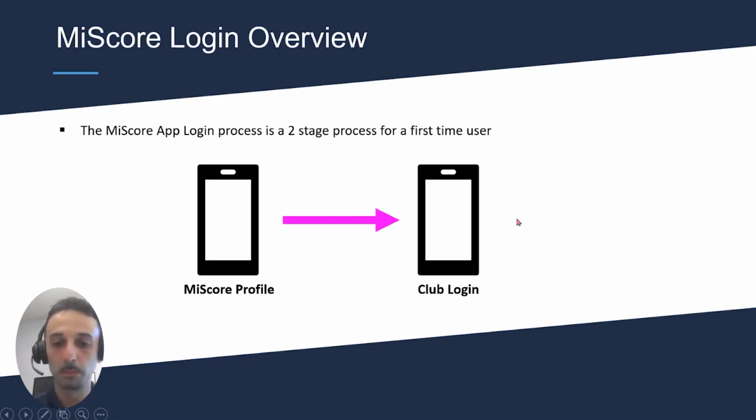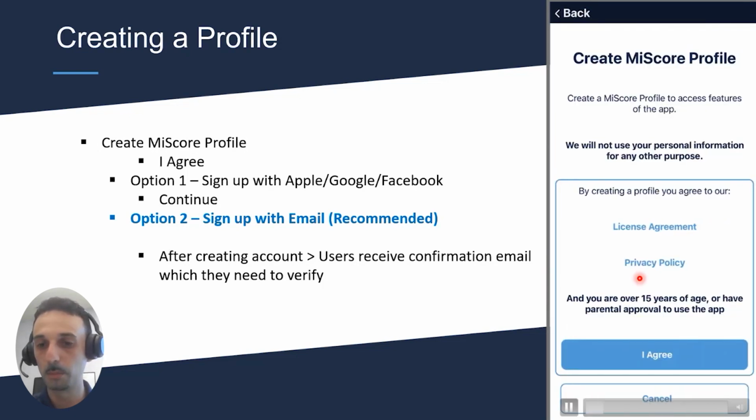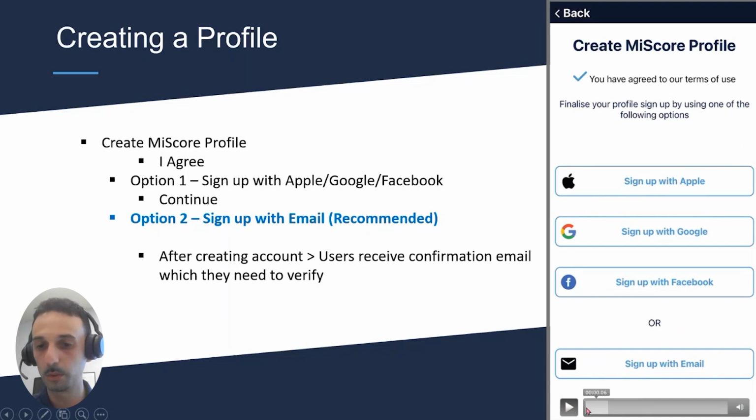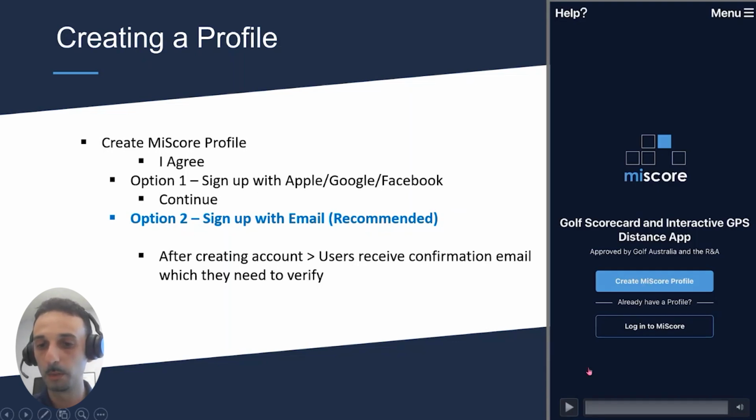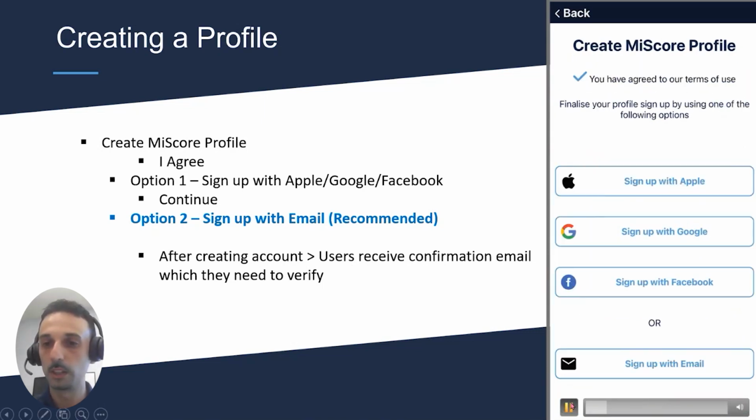So in terms of the MiScore profile, once a user has downloaded the app, this is the first screen they will see. So they just need to go ahead and select Create MiScore Profile. I'll just do that one more time. You're selecting Create MiScore Profile, and then there's a little disclaimer here, you just have to select I agree. Takes you to the next screen.